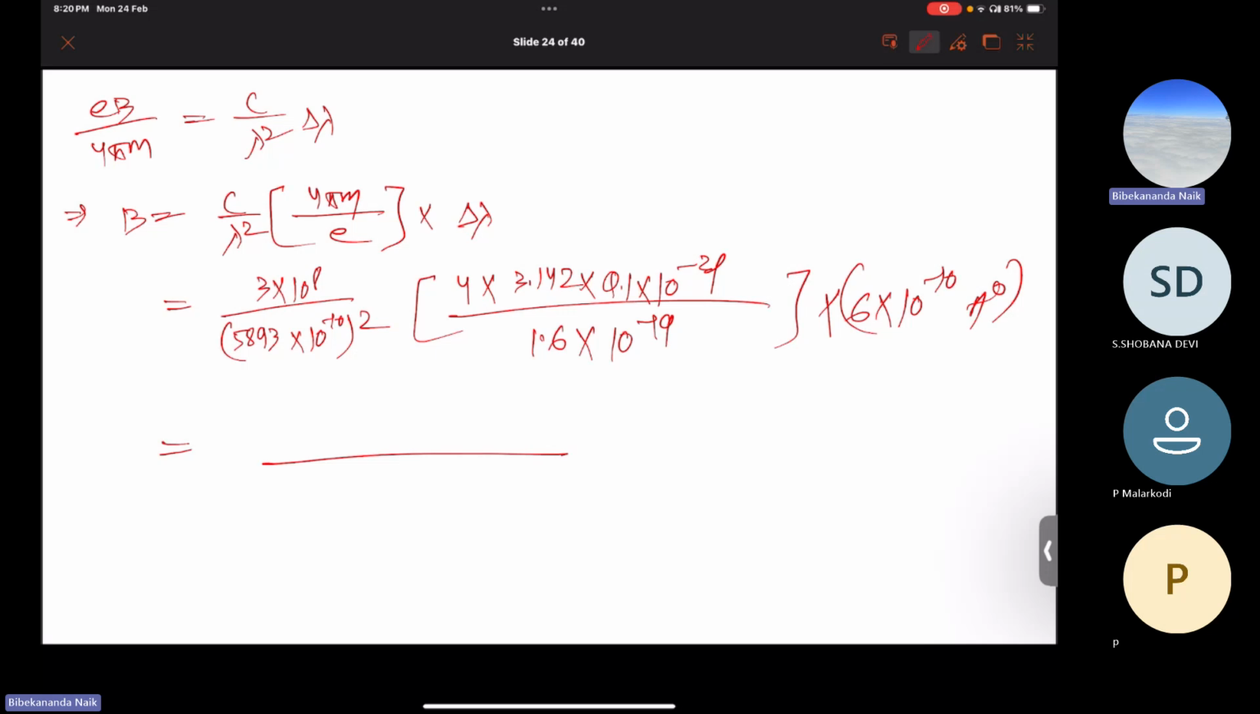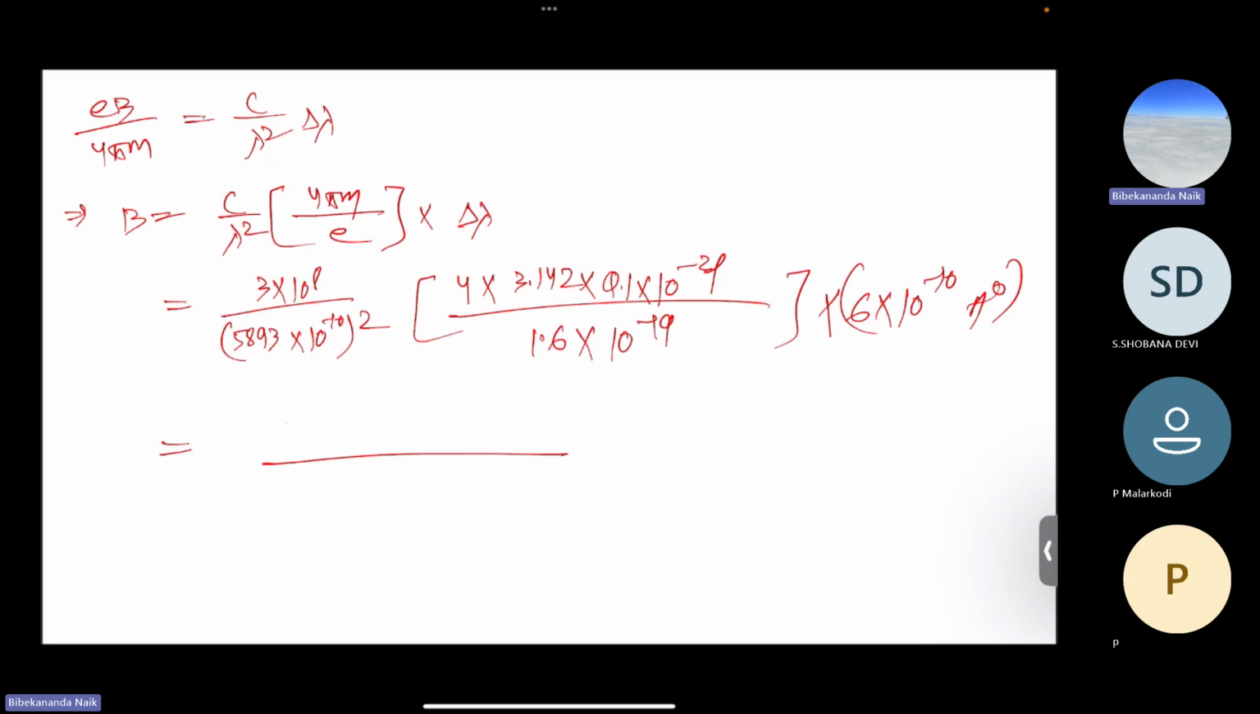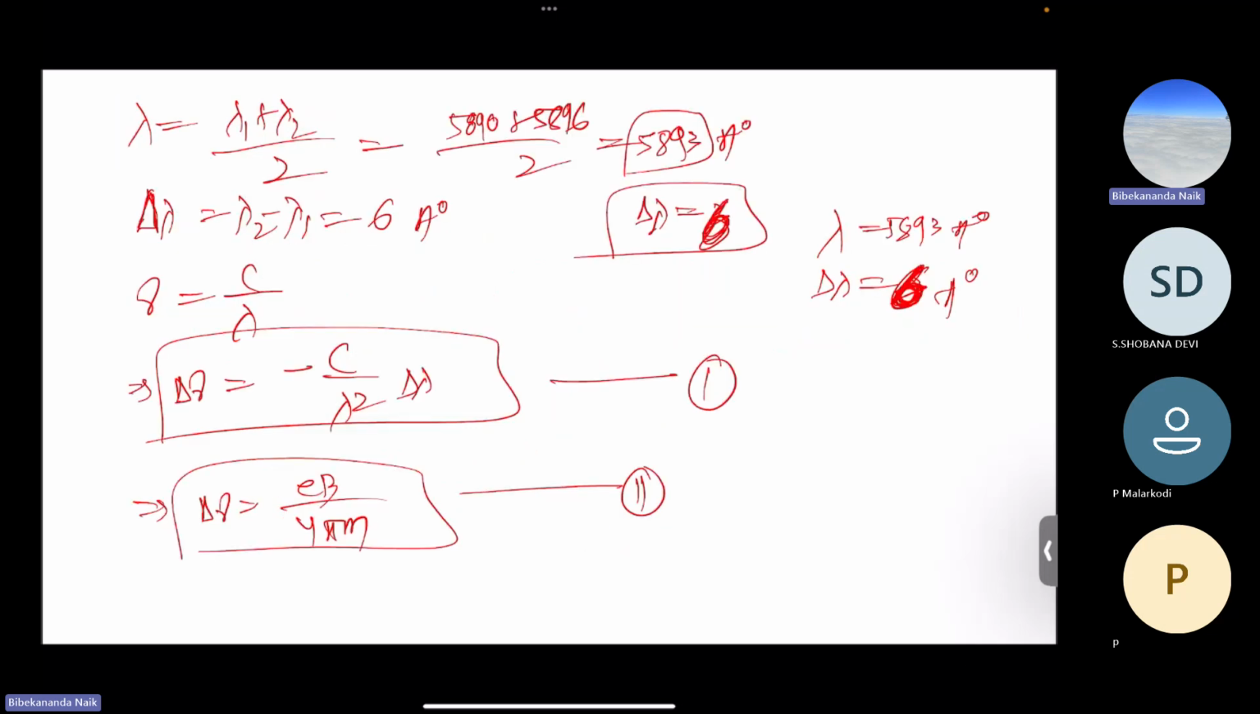If you calculate it, it will give you 0.0000366 into 10 to the power 6 Tesla, or 36.6 Tesla. So this is the correct answer, and the option is option B.